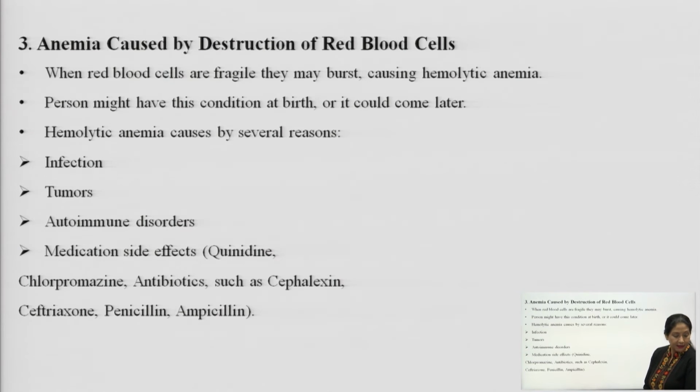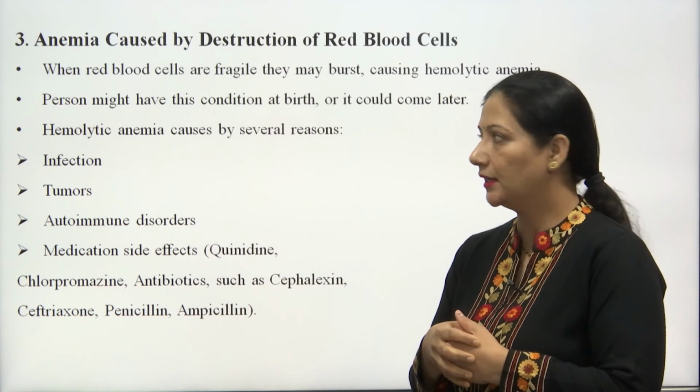Now, the third type of anemia is due to the destruction of red blood cells. Sometimes red blood cells are formed in a proper amount. There is no blood loss in the human body, but that type of RBC is fragile, weak, and bursts before showing the proper function. In this condition, they cause hemolytic anemia. So when the RBCs are fragile or burst before showing their proper function, then the person may suffer from anemia.